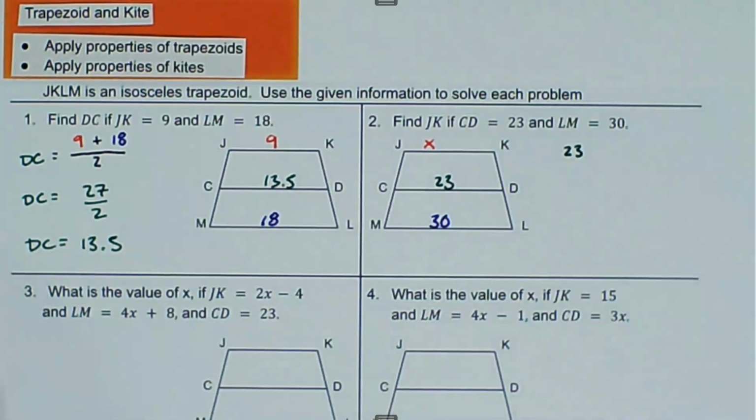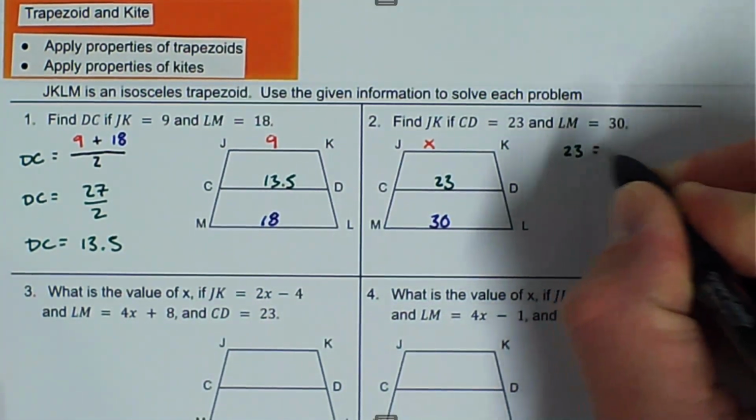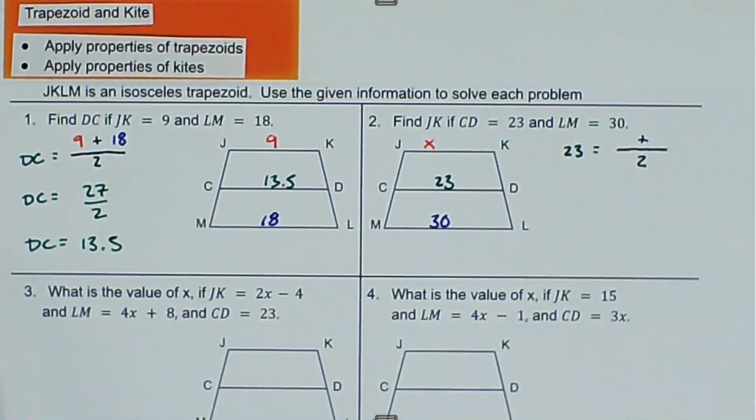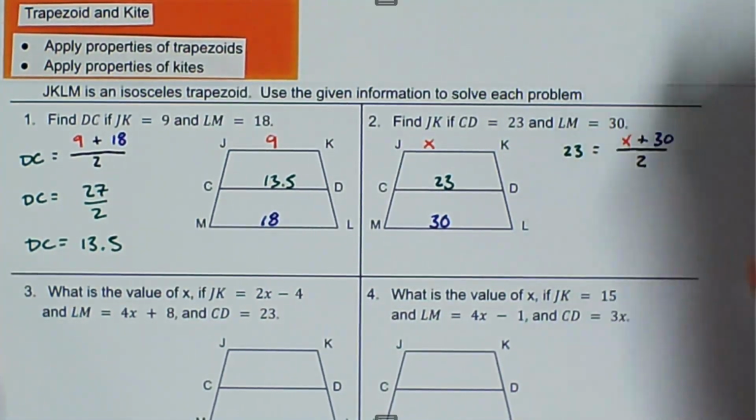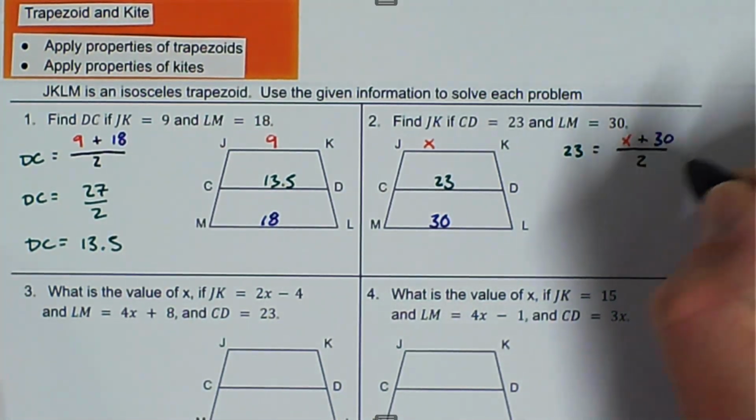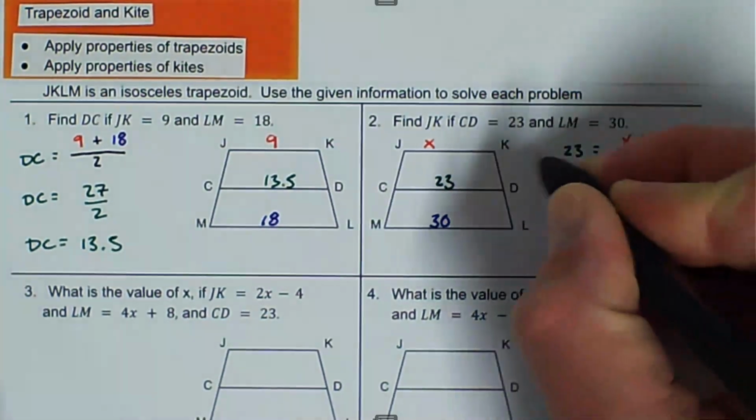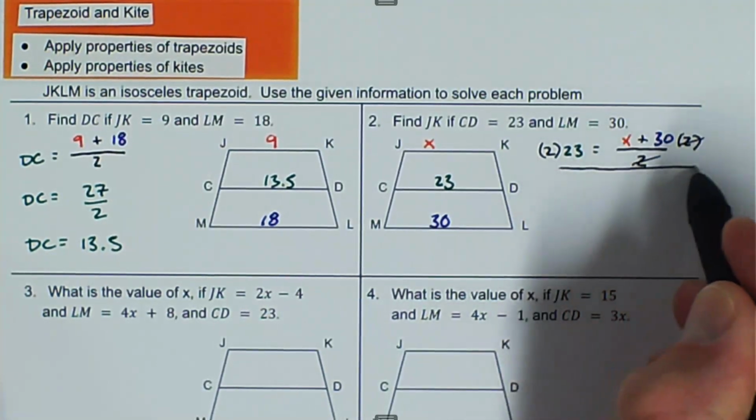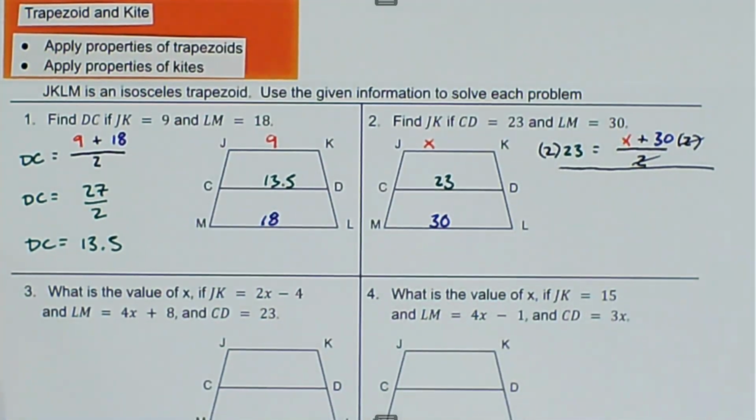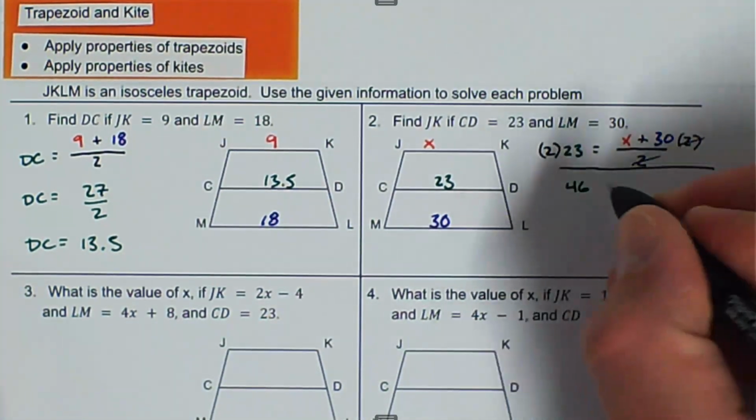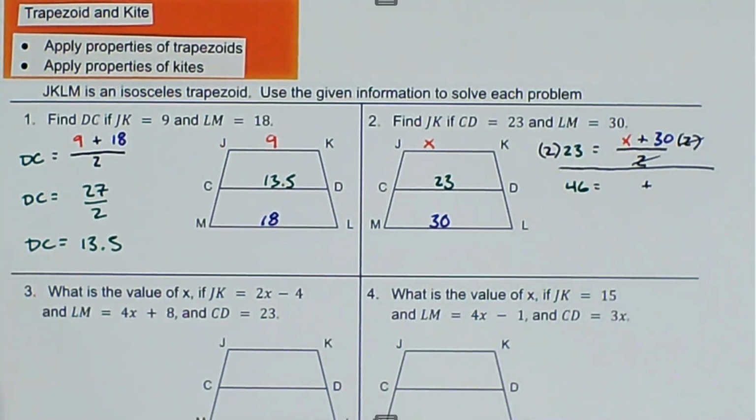So 23 is equal to, and we're going to use the average formula. So we're going to add two things together and divide by 2. And the two things that we're adding together are X and 30. And now we have to solve this to get X by itself. So to get rid of that 2, we're going to multiply both sides of the equation by 2. That's going to cancel our 2 right there. And we're going to be left with 46 is equal to X plus 30.